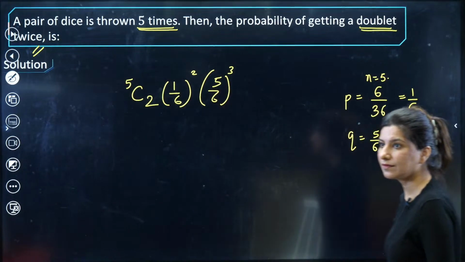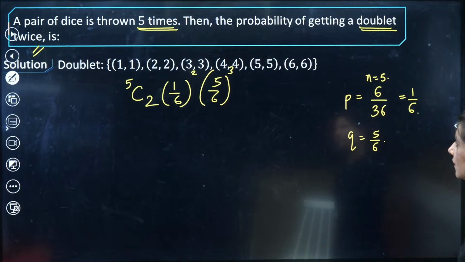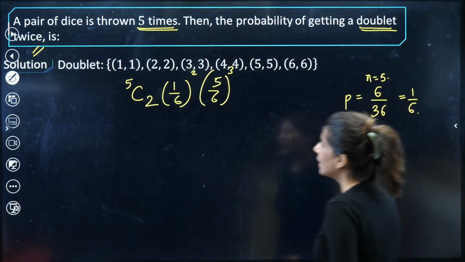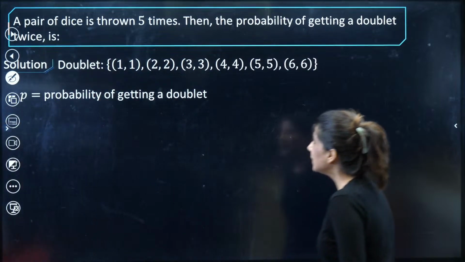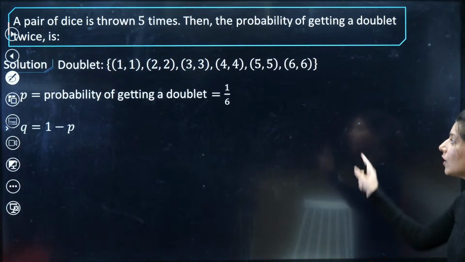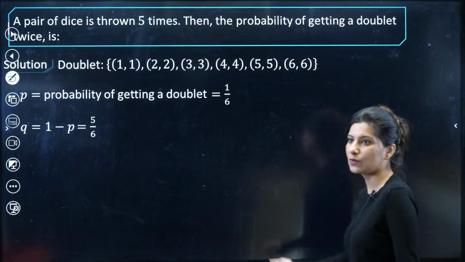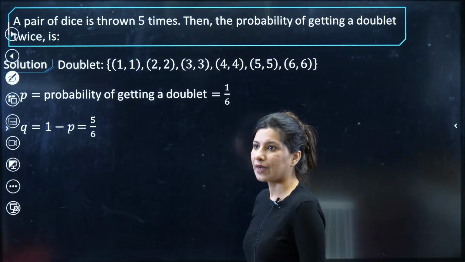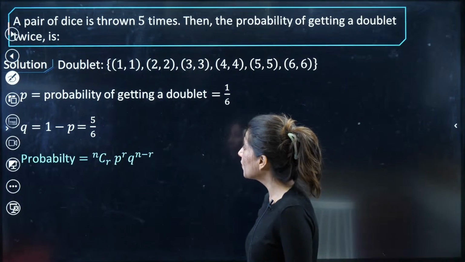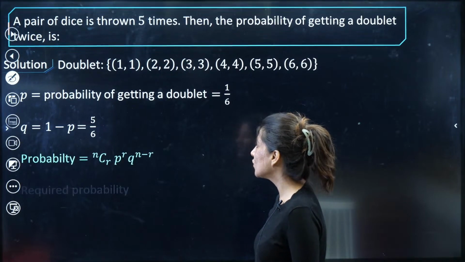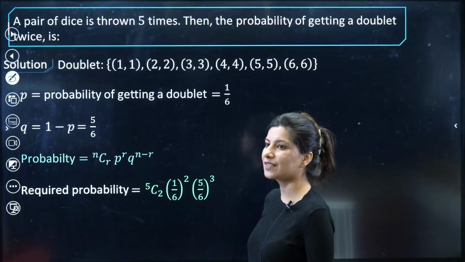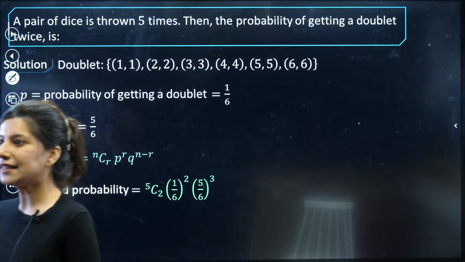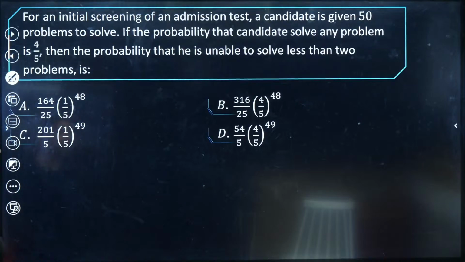Okay? Clear? So doublet is this: 1,1, 2,2, 3,3, 4,4, 5,5. Probability of getting a doublet is 1/6. Not getting a doublet will be 5/6. Very easy. And now the probability will be nCr p raised to power r, q raised to power n minus r. So 5C2, (1/6) squared, (5/6) cubed. Getting it? Yes? Okay.